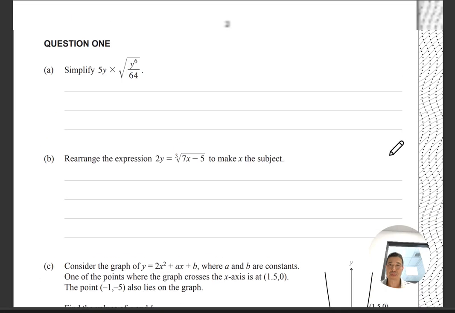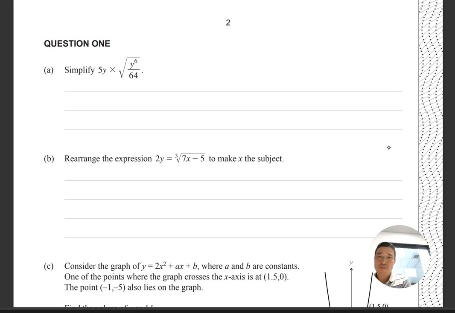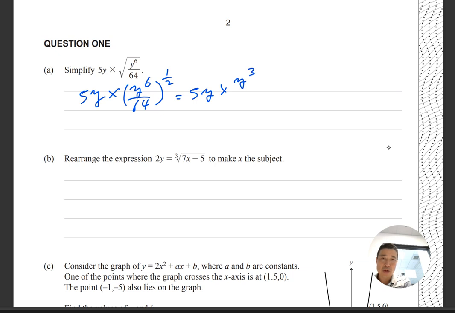So question 1, simplify 5y times this. So what we have to do, 5y times, we change it to index form, isn't it? So y to the power of 6 over 64 to the power of half. So what this means is y to the power of 3, y cubed, over square root of 64 is 8, isn't it? And then 5 over 8, and y times y cubed is y to the power of 4. Should be the answer.